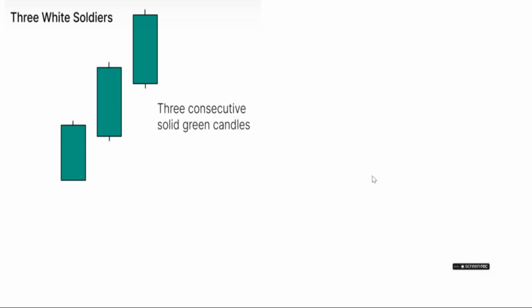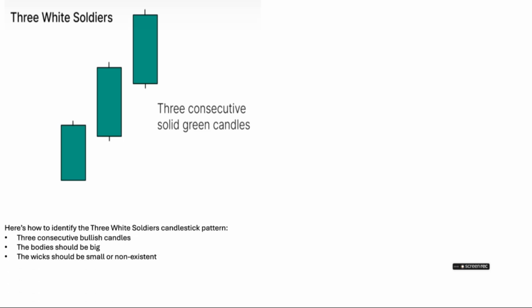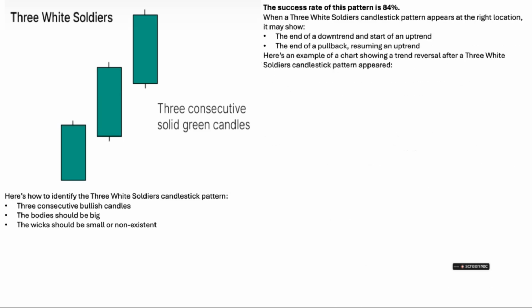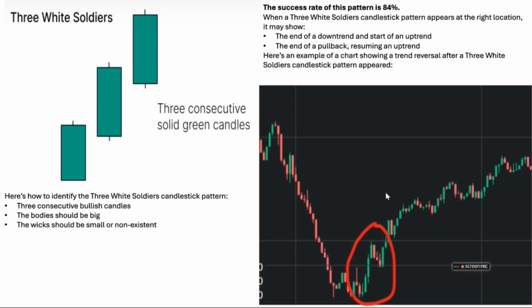Moving on to the three white soldiers. This one looks gorgeous. Three consecutive long bullish candlesticks that open and close higher than the previous one. It symbolizes strength and can signal the start of a strong bullish trend. If this doesn't get you hyped for trading, I don't know what will. The success rate of this pattern would be 84%, and this is how the three white soldiers pattern will look.